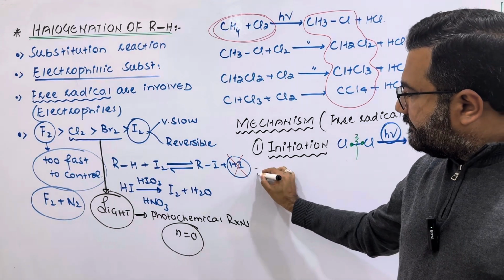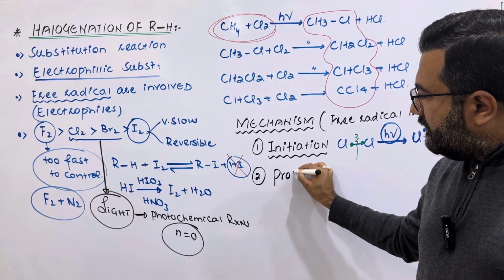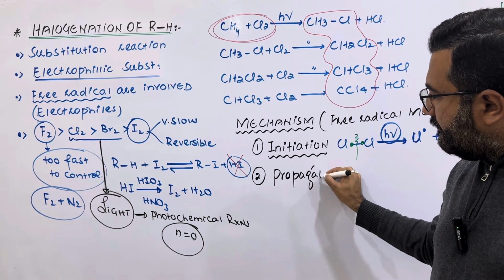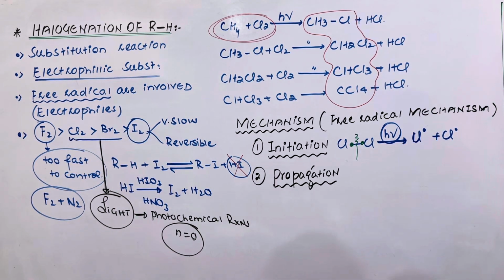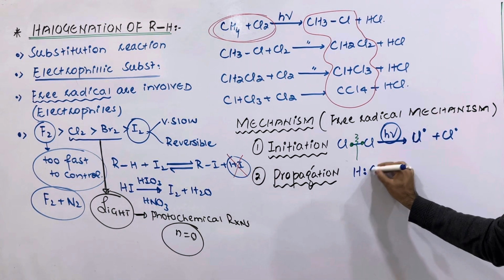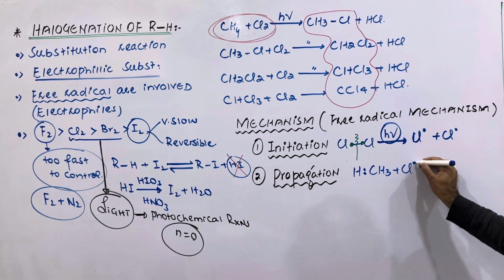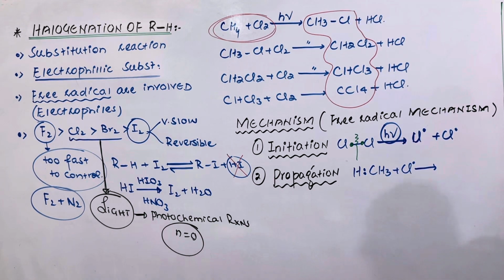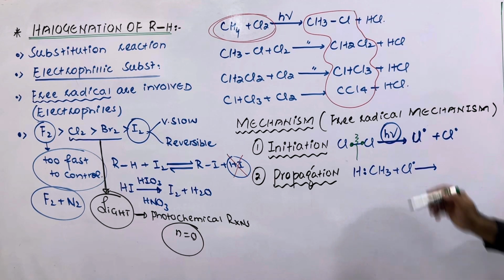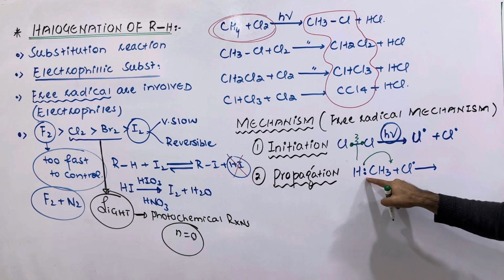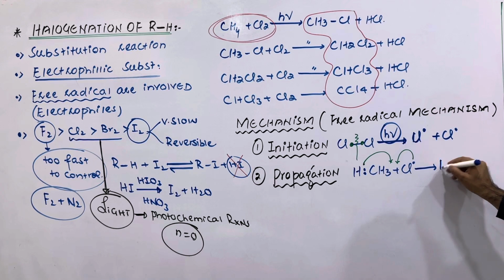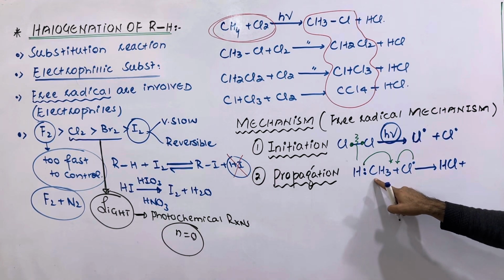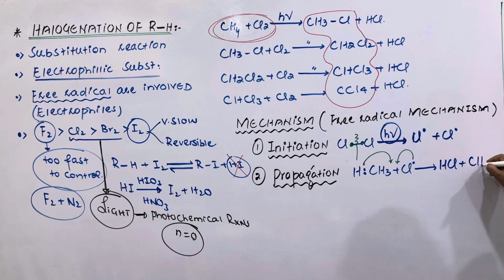Now the second step, the slowest one, the time taking one, that is propagation. My dear students, suppose this is methane. Now the chlorine free radical, which has an unshared electron, will be highly reactive. So the hydrogen will give its electron and it will be shared with this chlorine free radical. As a result, you will get HCl. And now this carbon will have one unshared electron. So you will get a methyl free radical.